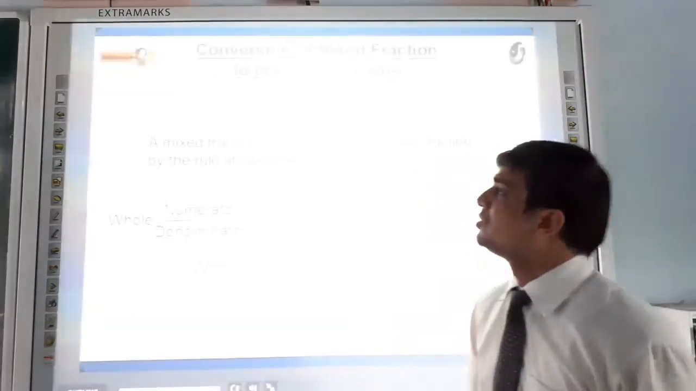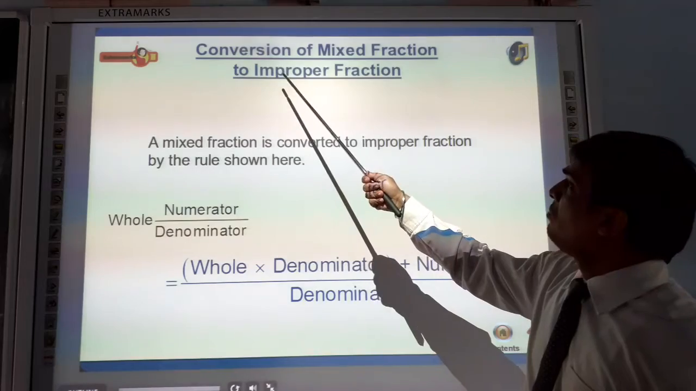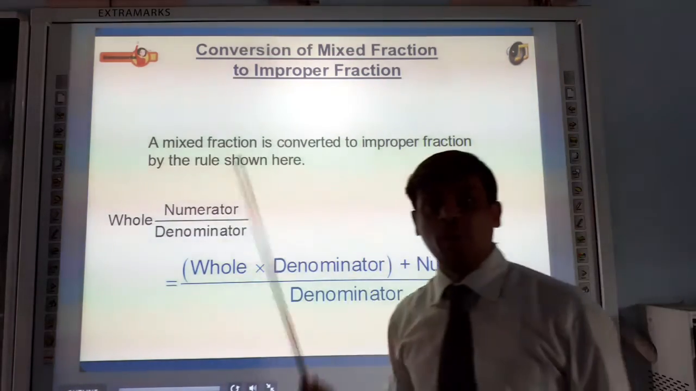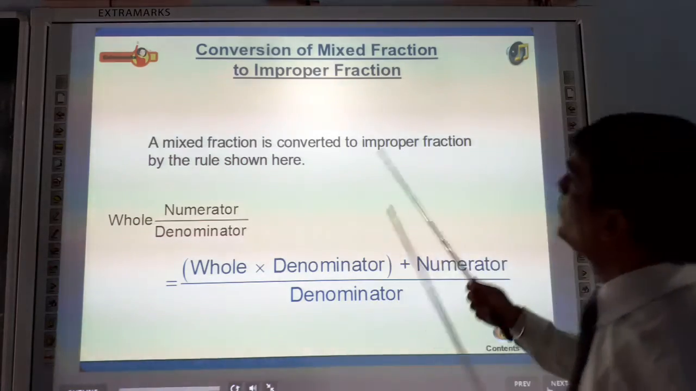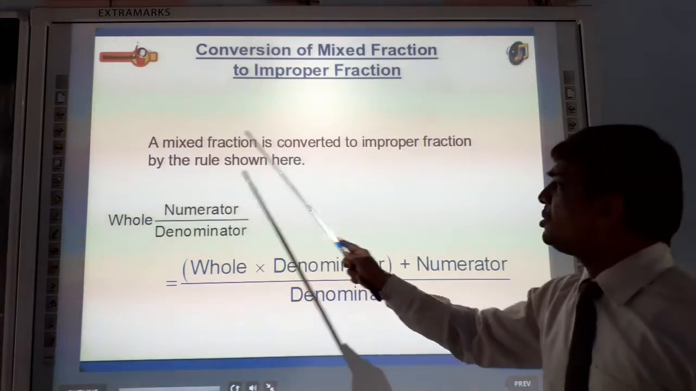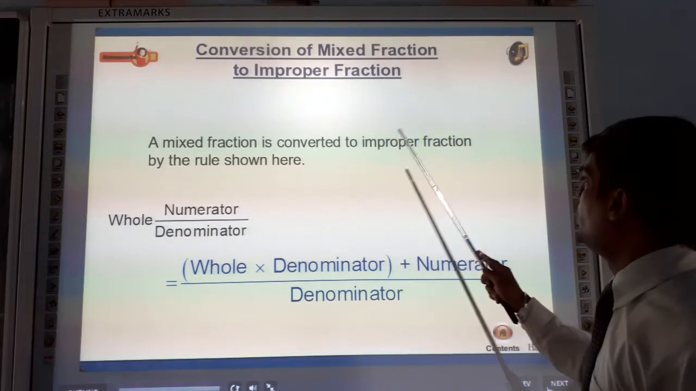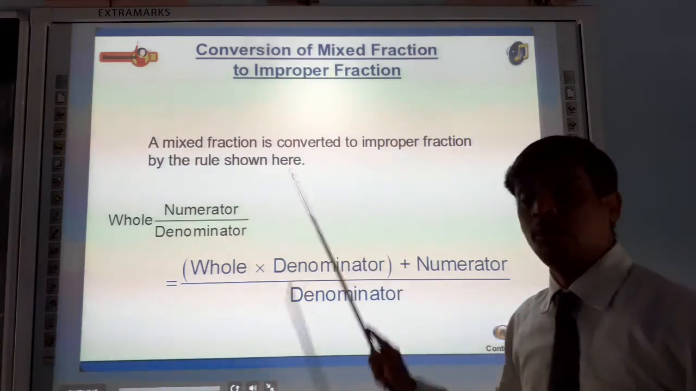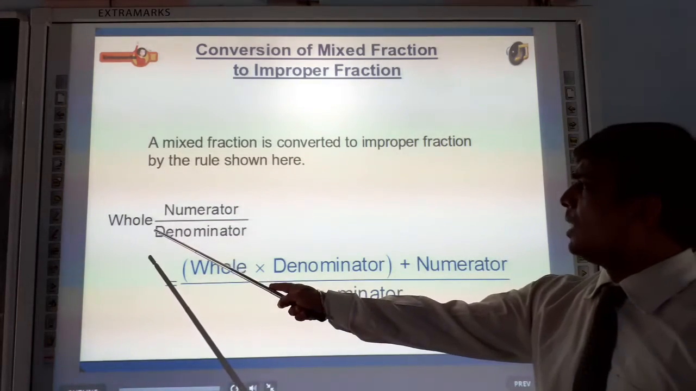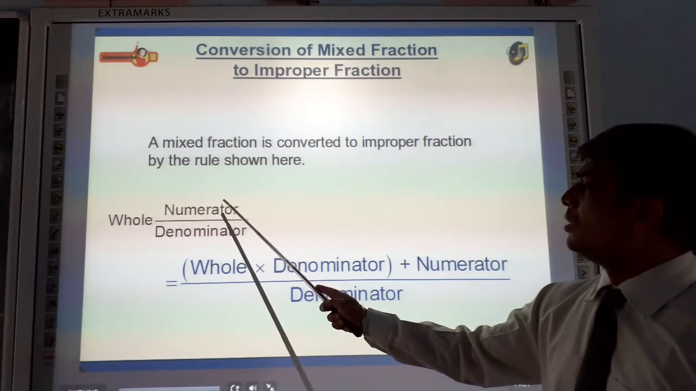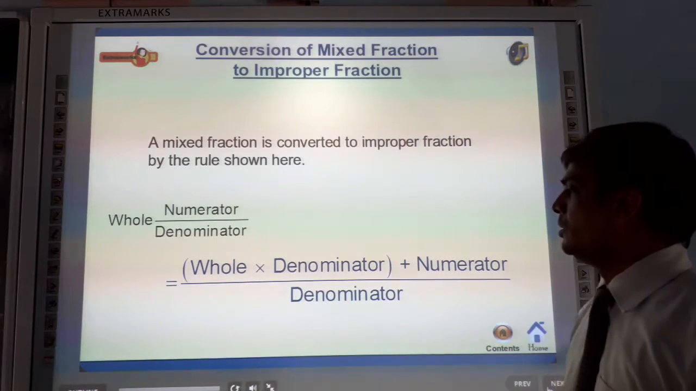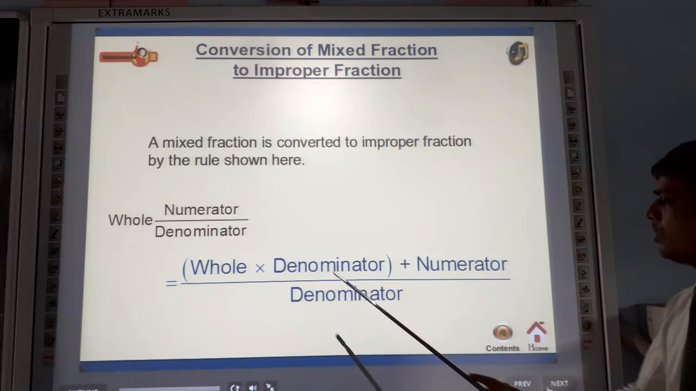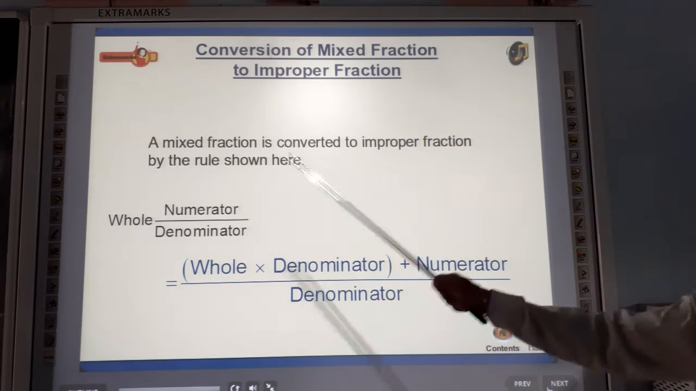Next topic is conversion of mixed fraction to improper fraction. Okay, look at this. A mixed fraction is converted to improper fraction by the rule shown here. Formula is: whole, numerator upon denominator, is equal to whole multiplied by denominator plus numerator, upon denominator. Look at this.